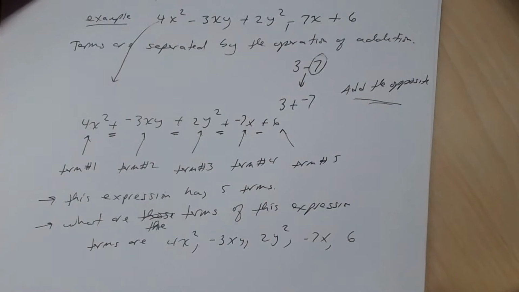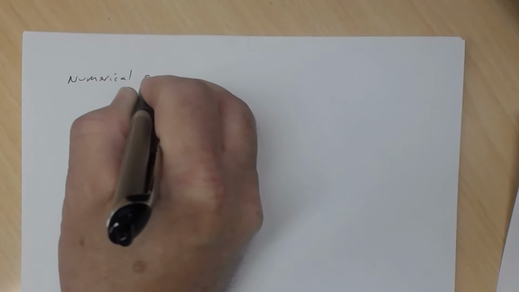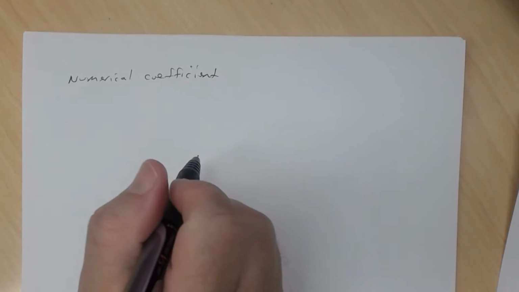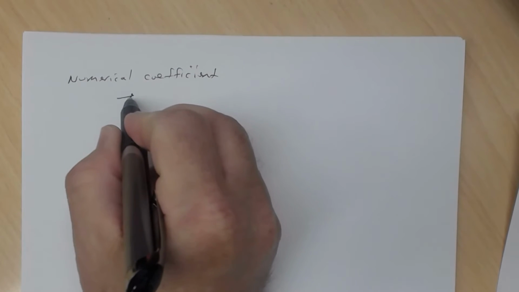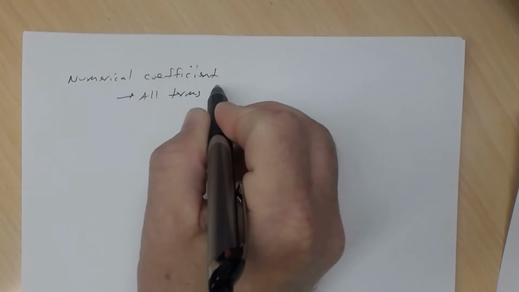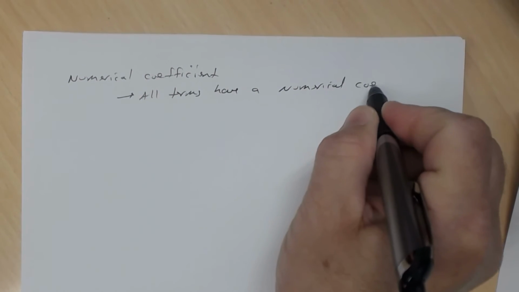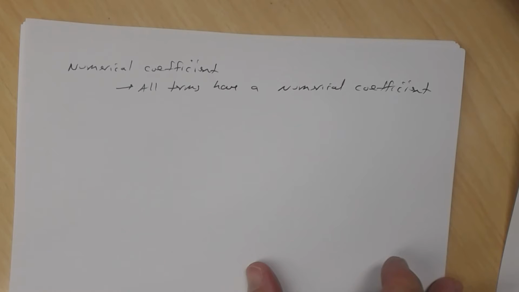Okay, now let's talk about a numerical coefficient. Let's talk about what a numerical coefficient is. Numerical coefficient. Okay, so all terms have a numerical coefficient, so keep that in mind. All terms have a numerical coefficient. Okay? All terms have a numerical coefficient.